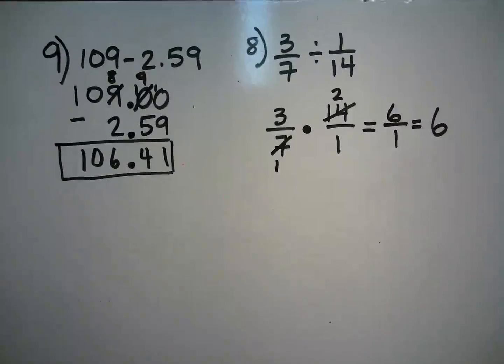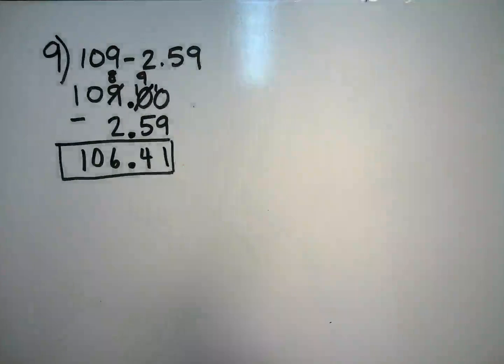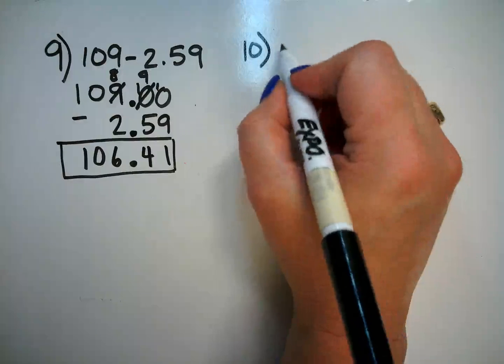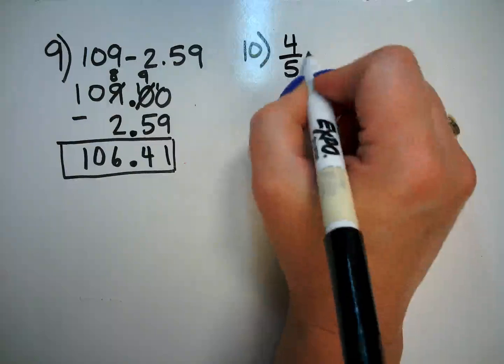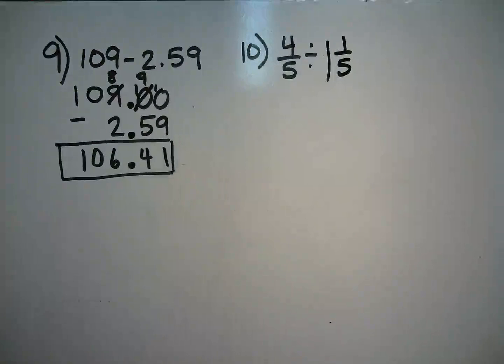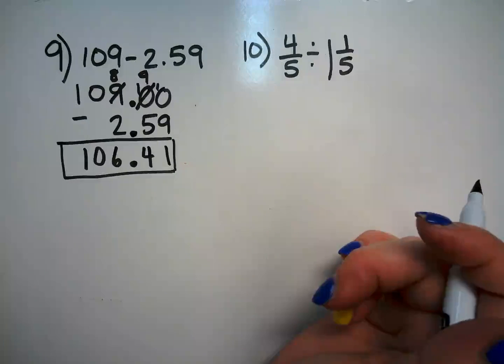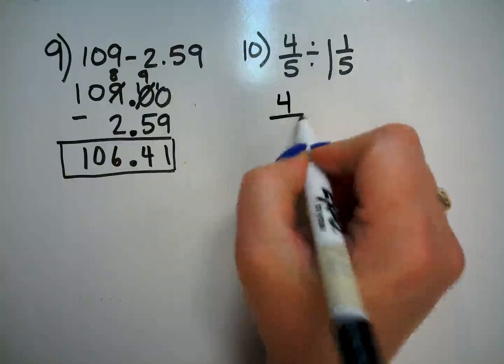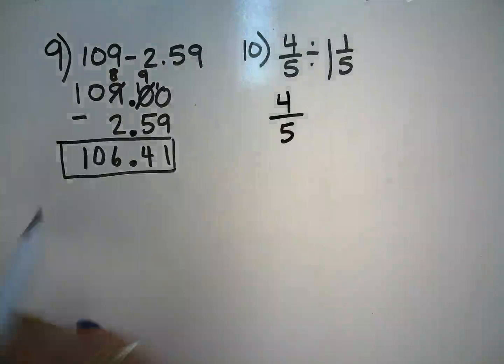Okay, we're going to move on to question number 10. Question number 10 says 4/5 divided by 1 1/5. Okay, before we can do any division for decimal or for fractions, we need to make sure that they have all been converted to mixed numbers or to improper fractions. So 4/5 already has just a numerator and denominator. There are no whole numbers involved.